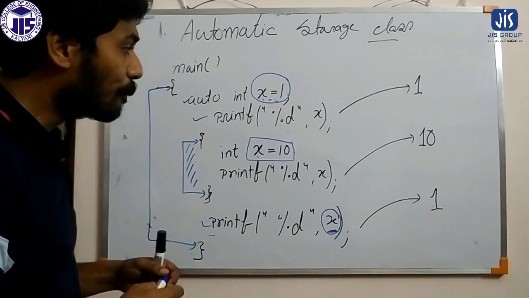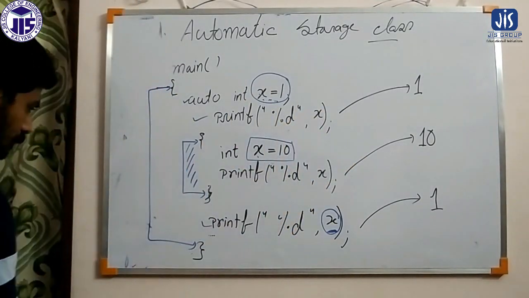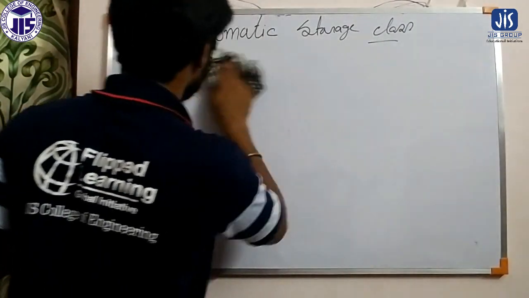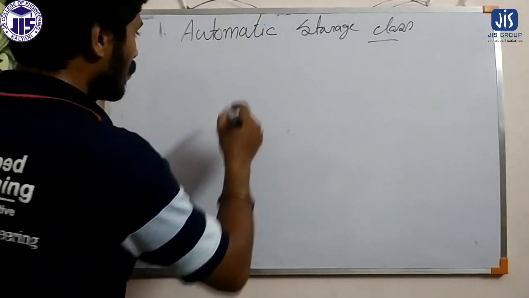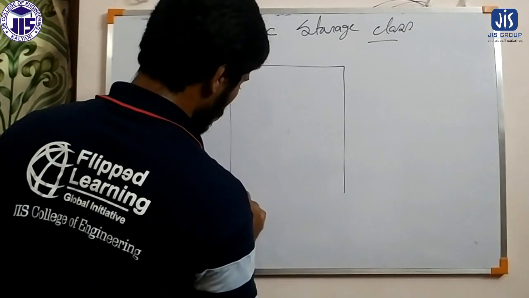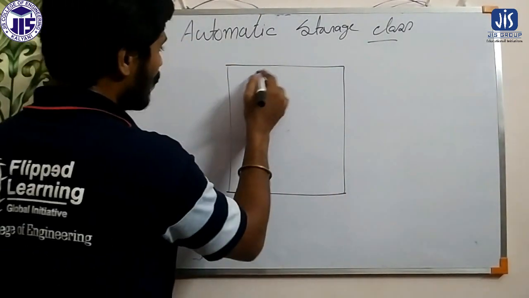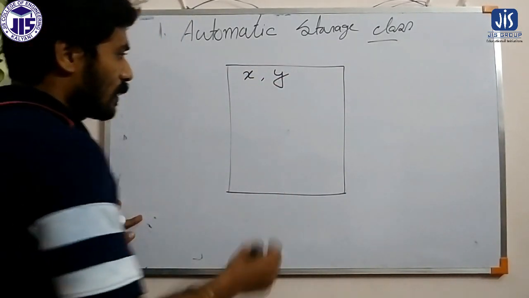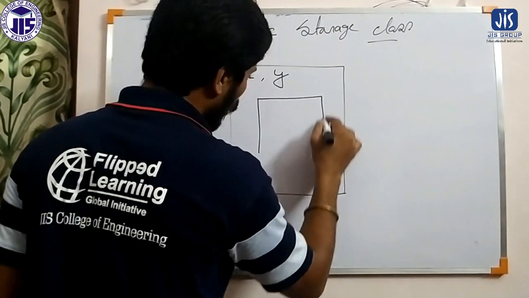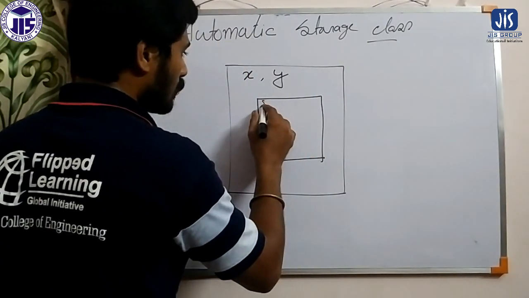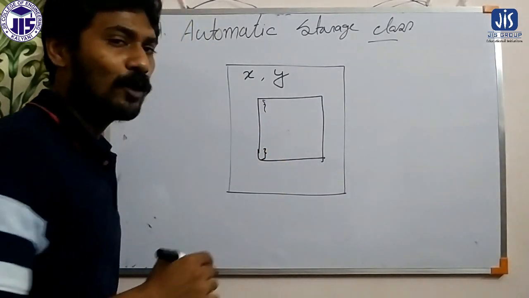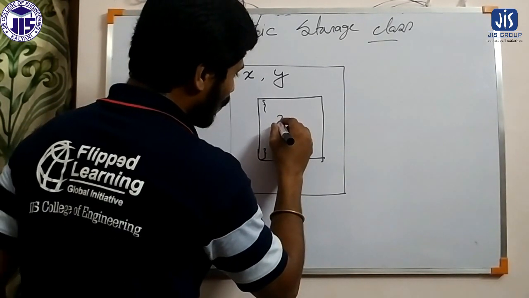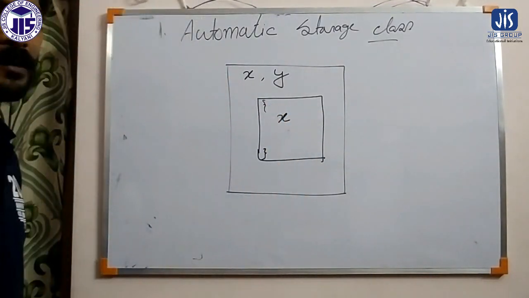If I represent the same thing in some other way, if I consider this is my main program, okay, and here in main we have declared the variable x and y. We have declared the variable x and y. Now inside that we have a sub block that we can create by using the parenthesis. Now inside this sub block again we have declared another variable x.